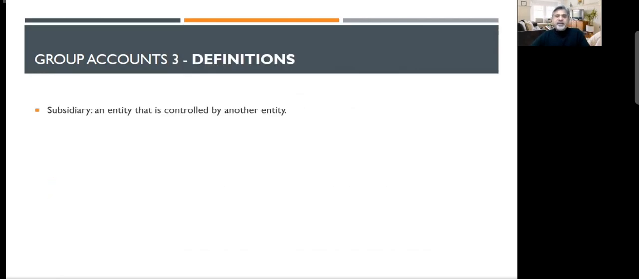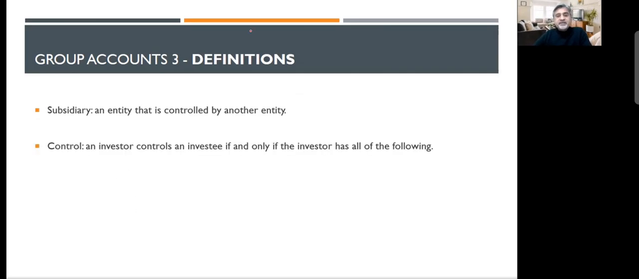Definitions. Subsidiary: an entity that is controlled by an entity. Now we are clear about this definition, that subsidiary means that control exists. If there is no control, there is no subsidiary. The word subsidiary will only be used when you have control over some other entity. Control, what is control? An investor controls an investee if and only if the investor has all of the following. There are three criteria which are given by IFRS 10.